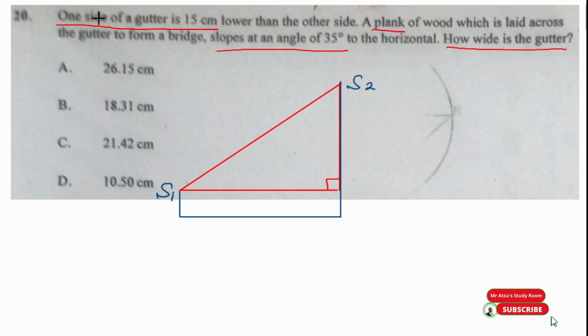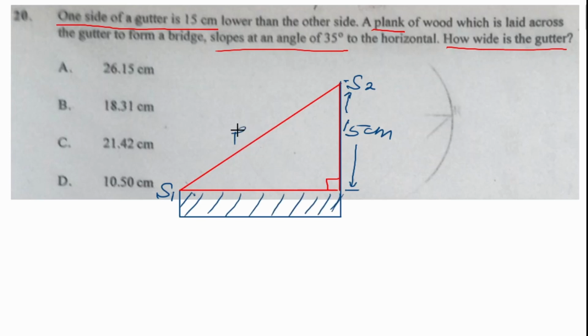And the question says that one side of the gutter is 15 centimeters lower than the other side, so it means that this side of the gutter is 15 centimeters. So from the end of the second side of the gutter S2 to the end of the first side S1 is 15 centimeters. Then the question went on to say that a plank of wood laid across the gutter to form a bridge slopes at an angle of 35 degrees to the horizontal ground. So this is the ground, and this is our plank, and the plank and the ground form an angle of 35 degrees. All right, and the question is, how wide is the gutter?